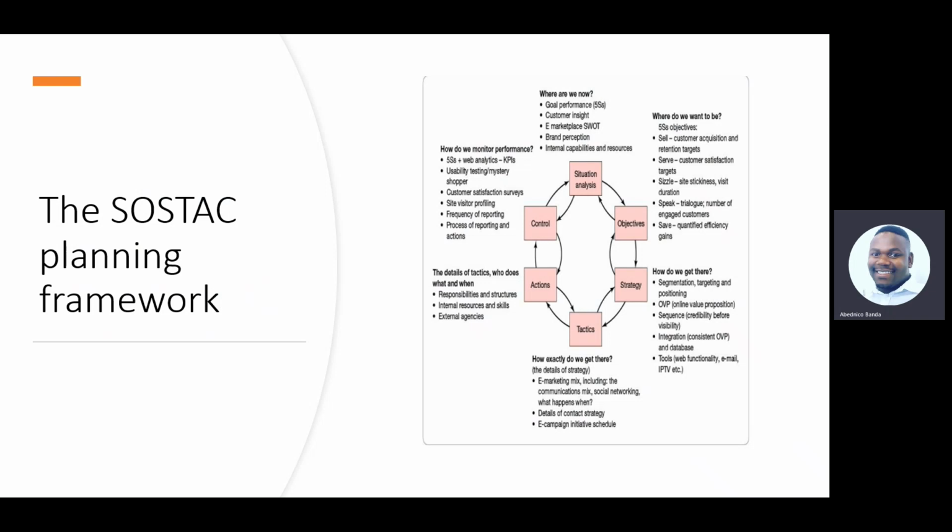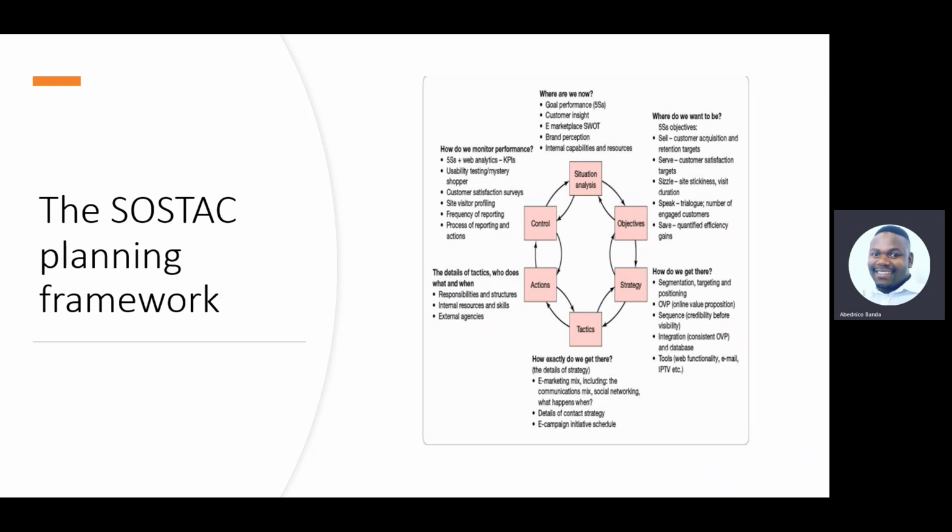You ask yourself, where are we now? So you look at goal performances, you look at customer insight, which is part of customer analysis. We do a SWOT analysis where you look at the strengths and weaknesses, opportunities or threats. You look at how the brand is perceived in the market, and you look at internal capabilities and resources. We spoke about that under the Canvas business model. So situation analysis, as you can see on this image, talks about where are we now.